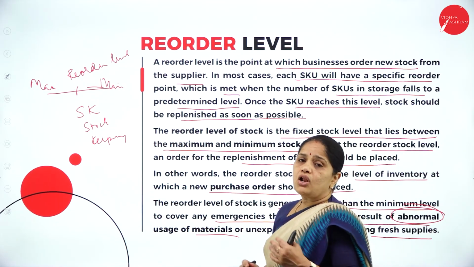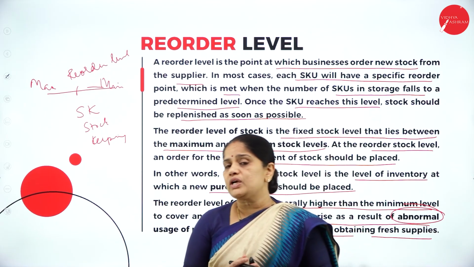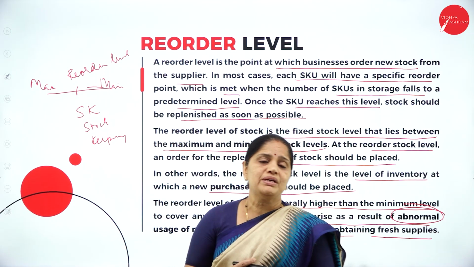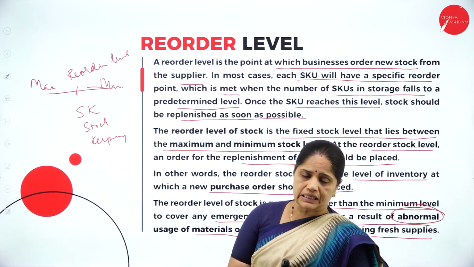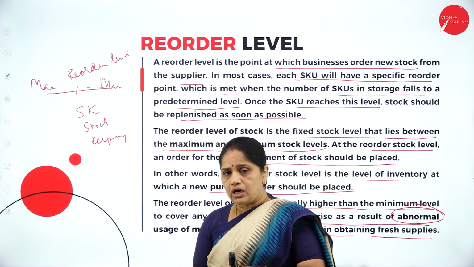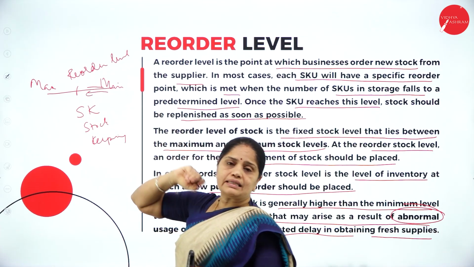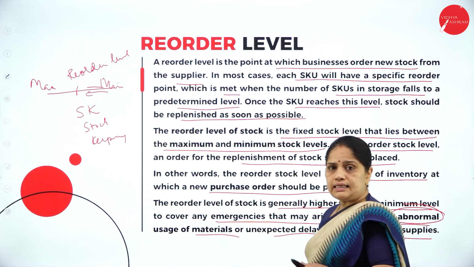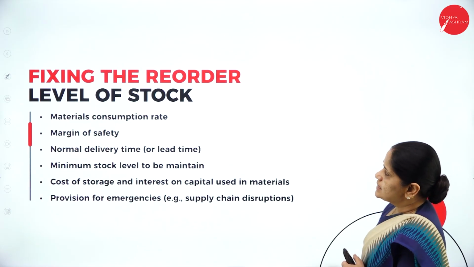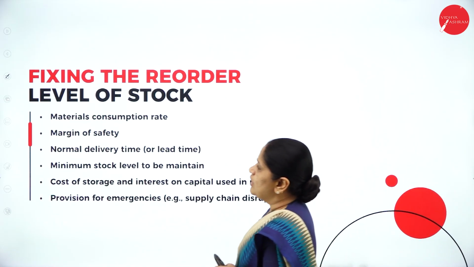So, if there is a lot of wastage while making use of the raw materials, that also may be a reason for shortage of stock in the organization. So, in order to avoid this, the reorder level will usually be higher than the minimum level of stock held in the organization. Next, fixing the reorder level of stock.